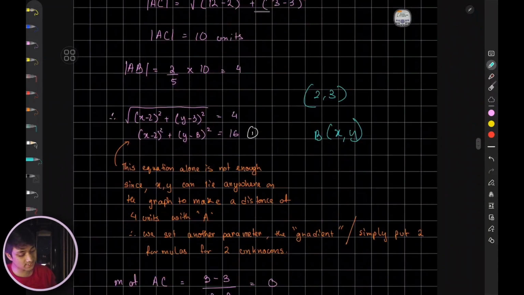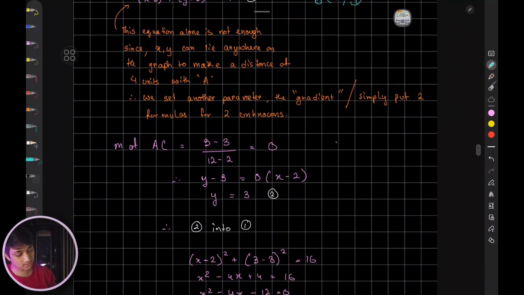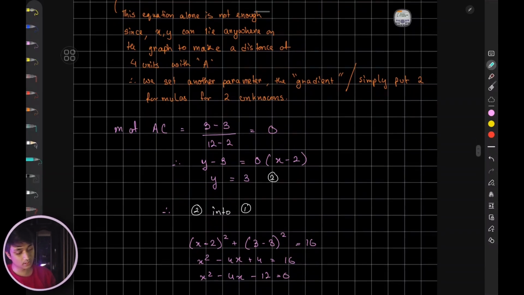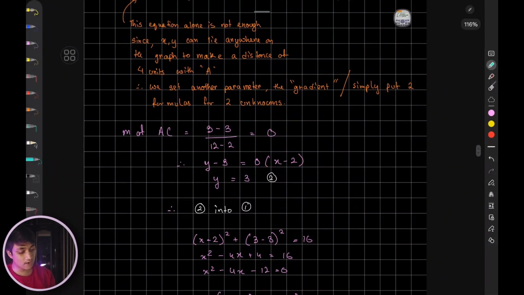So let's find the gradient of AC. What is the gradient of AC going to be? The gradient of AC is going to be, again, rise divided by run, 3 minus 3 divided by 12 minus 2, if you take the coordinates, and the answer is 0 because it's a horizontal line parallel to the x-axis. If you had any other gradient, no problem, that would help us as well. So you found out the gradient of AC. Is this the same gradient as AB? Yes, it is. Can I use that idea now? Yes, you can.